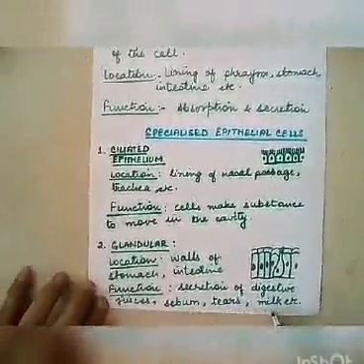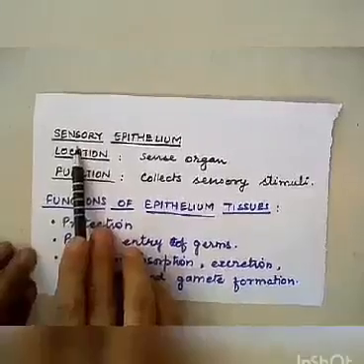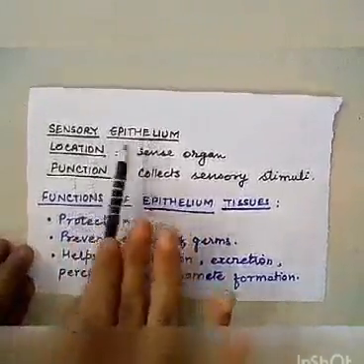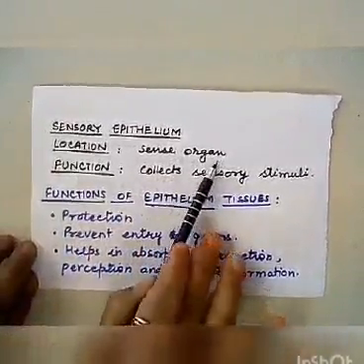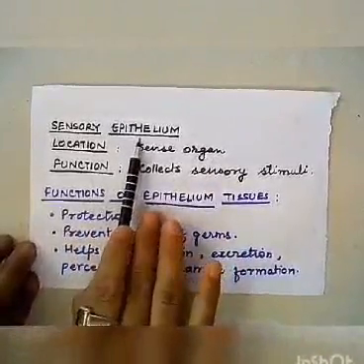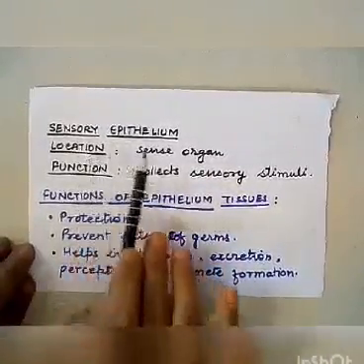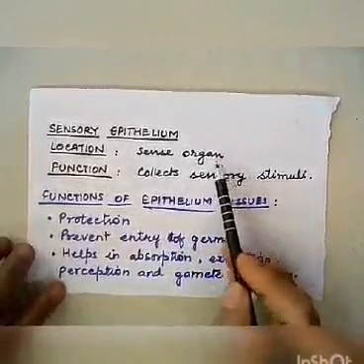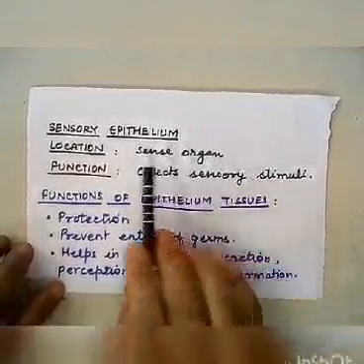Now coming to the sensory epithelium. They are present on the sense organs. Its function is to collect sensory stimuli. Sense organs means eye, ear, nose. They are lined over there.